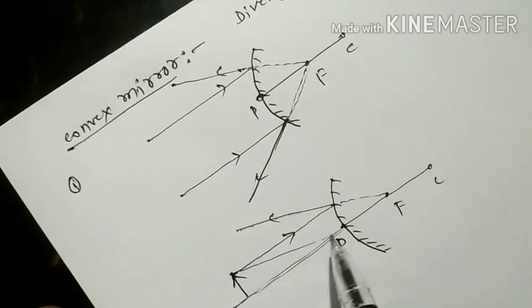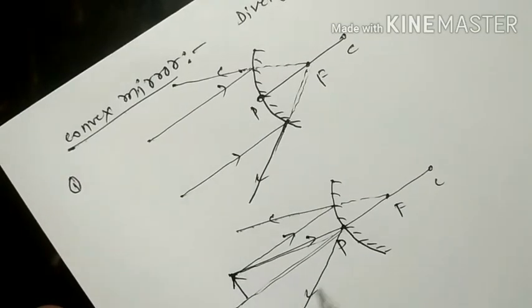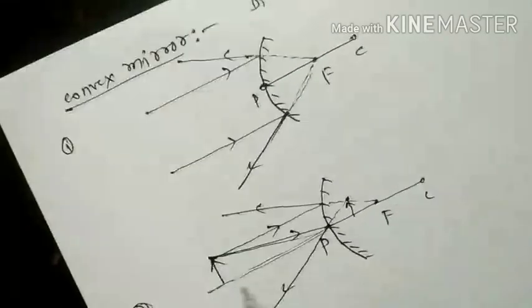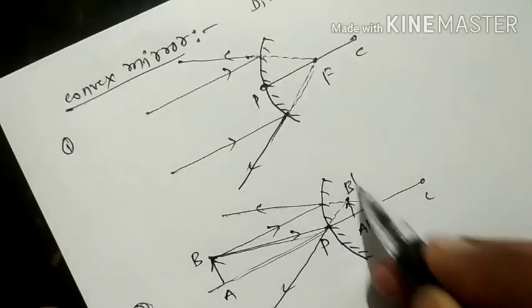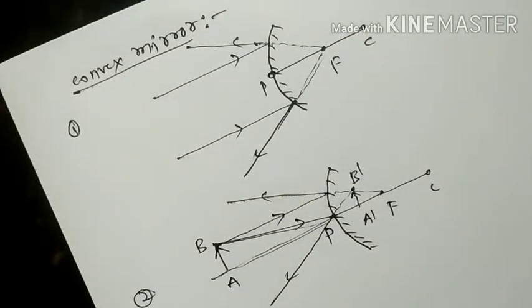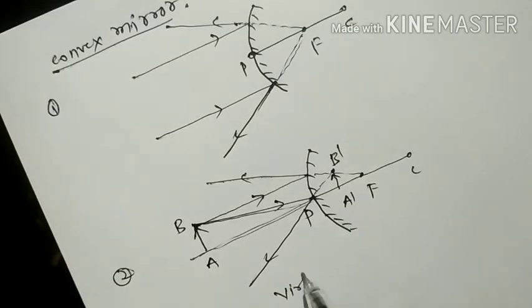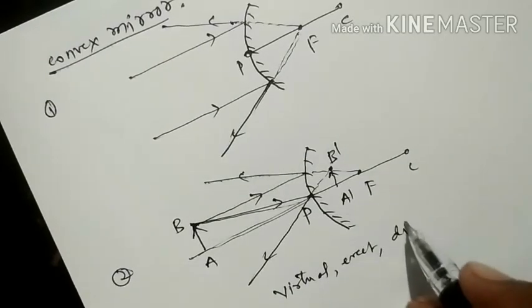And next, a light ray is obliquely incident at the pole. So you can extend these two light rays. This is the point of intersection, and you are going to get the image. This is AB, and this is A dash B dash, the image position. So it is virtual, erect and diminished. What is the nature of the image? Always virtual, erect and diminished.